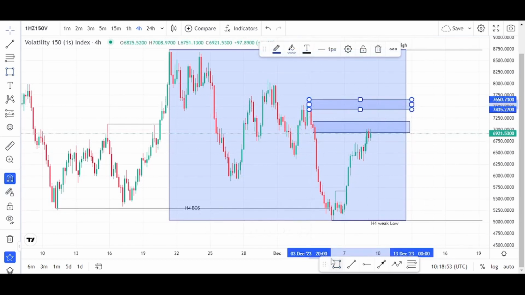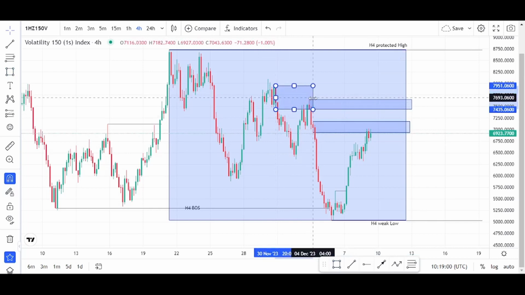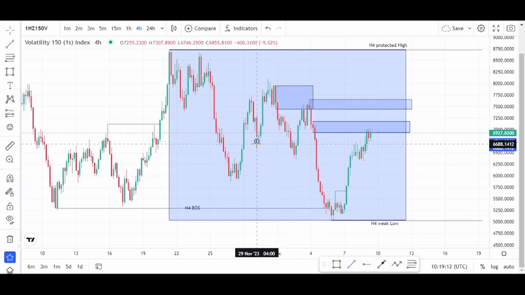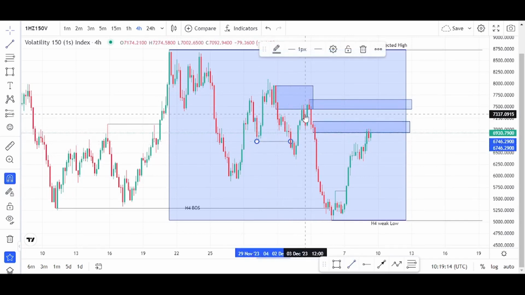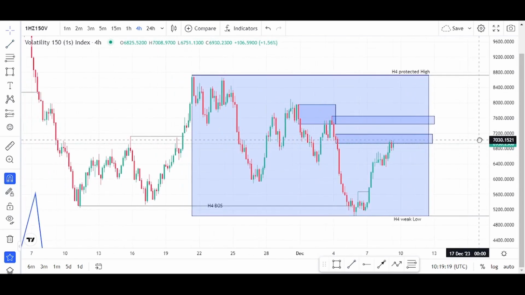We label all the supply zones that are on top of that. This is another supply zone. The problem is it's mitigated. It was mitigated by this retracement here after this break of structure. After every break of structure, we are anticipating a retracement back to an area of point of interest.